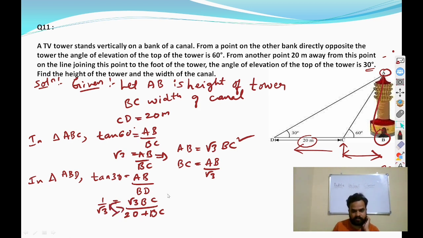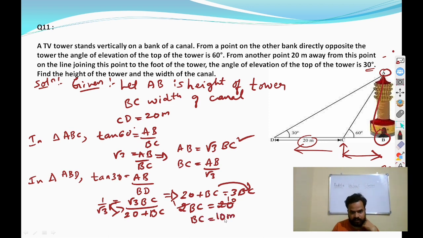This 20 plus BC, into 1, is 20 plus BC, equal to this root 3 will come here. Root 3 into root 3 is 3BC. Right, so this plus BC will come here, it will become minus BC. 3BC minus BC is 2BC. So 2BC is equal to 20. We got BC is equal to 10 meters.